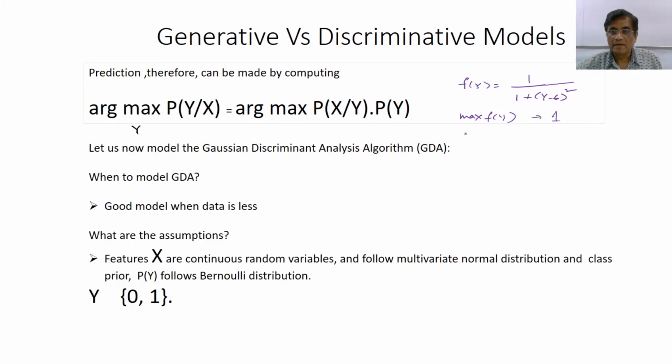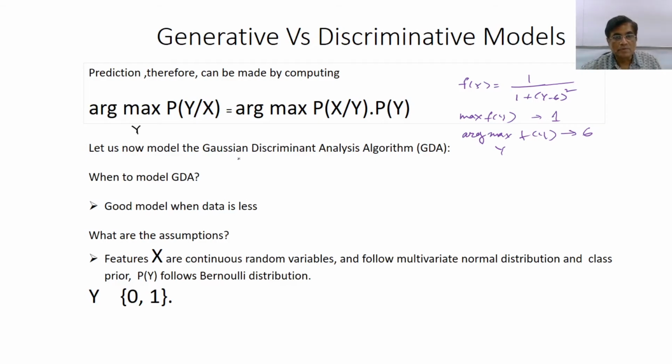But if I just ask you for the argmax of that function, that value will be 6 over y, because when y equals 6, the function attains the maximum value. So this is what the argmax function is all about.